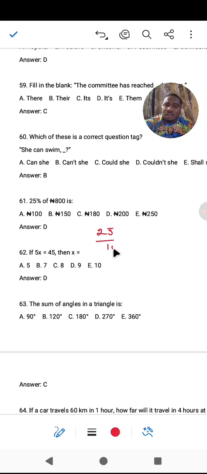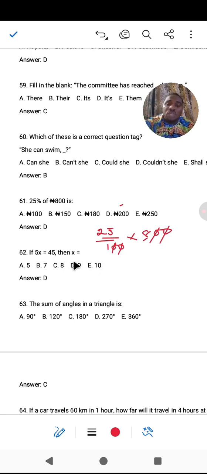25 divided by 100 of 800. You see 0 cancels 0, 0 cancels 0, and then what do you have? You just multiply 25 by 8. You see, it's very simple. You get 200, right? So you don't even need a calculator, which I don't know if they will allow. So you have 5x here is equal to 45.